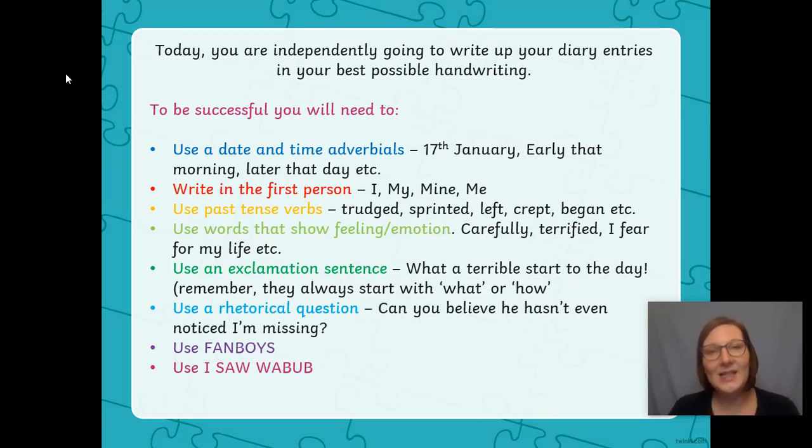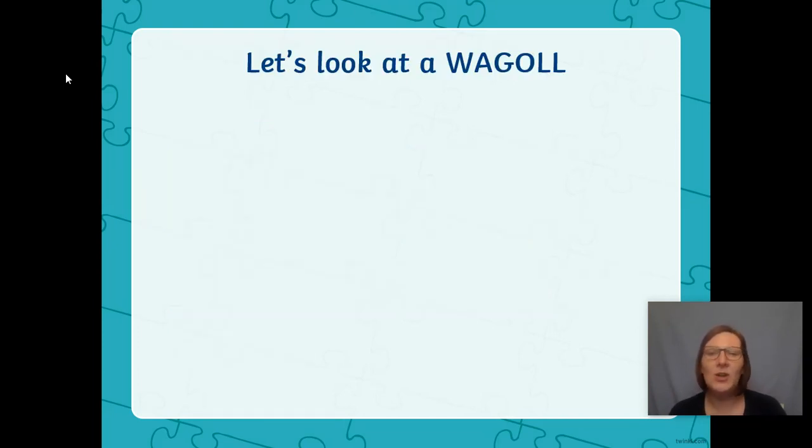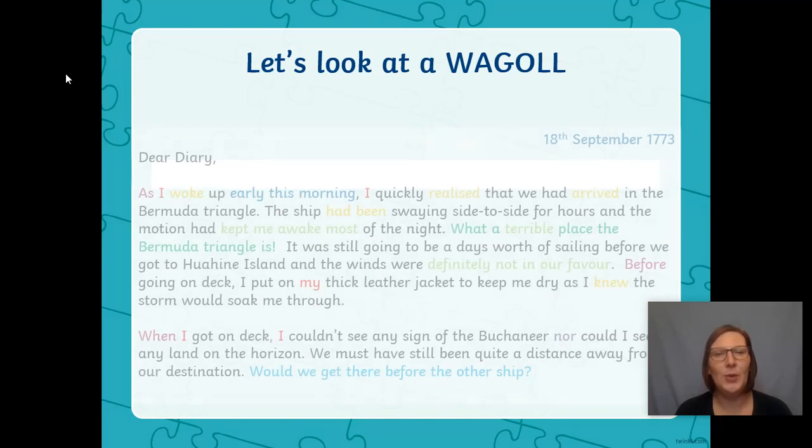So using date and time adverbials to make sure that you write in the first person. Remember, it's about you. You are the author of your diary. Past tense verbs, using words that show feeling and emotion, using an exclamation sentence, and using a rhetorical question, using the Fanboys acronym, and using I saw a Wabub acronym as well. So if you have those, that's going to make you successful in your diary entry writing, your final piece today. So this is what a good one looks like, okay?